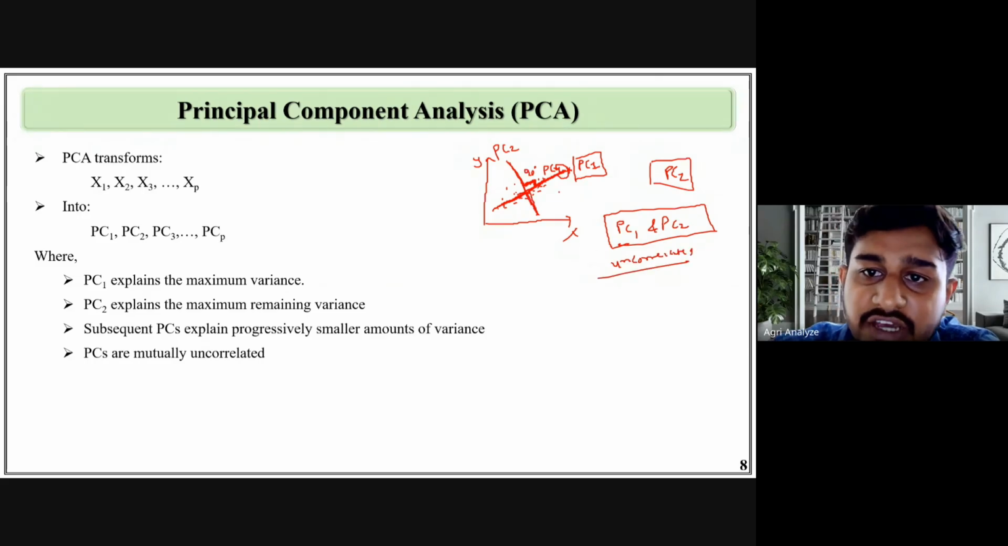Okay, so that's why I draw PC2 at a 90 degree angle to PC1. PC1 is drawn along a trend line, or we say the explained variation direction. So this is the explained variance direction of our data. That's why PC1 has the maximum variance out of all the PCs.